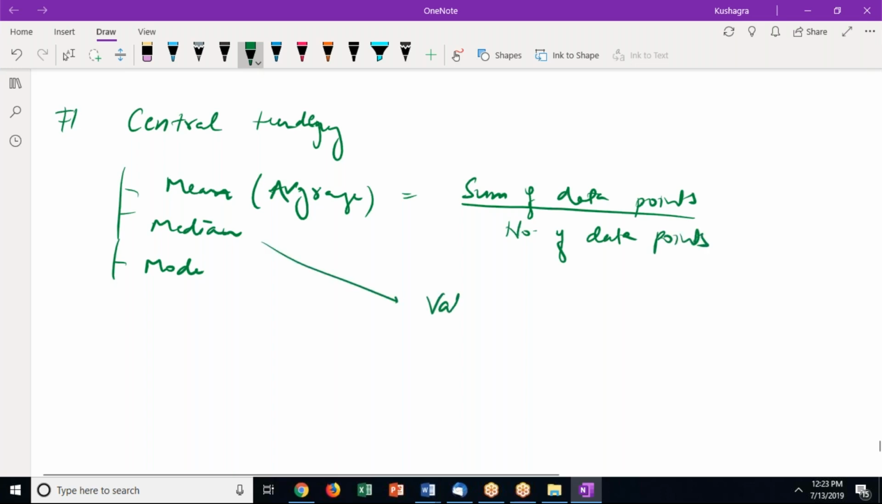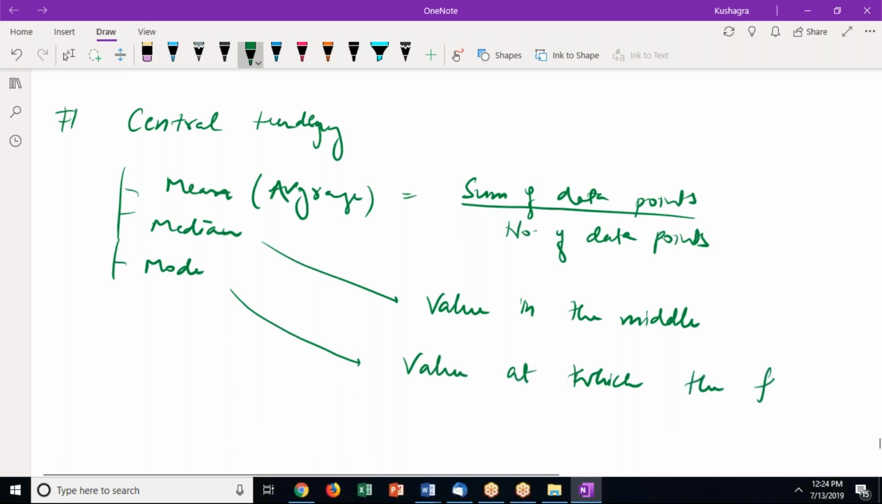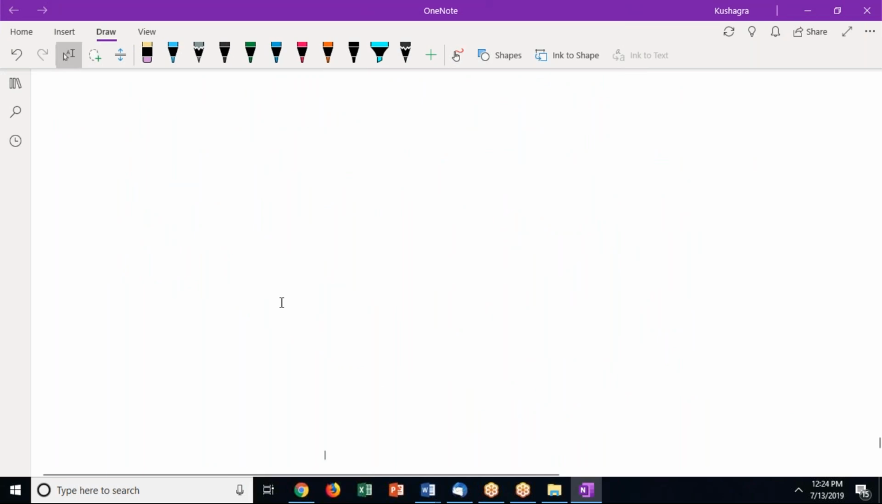Okay. Median will be the value in the middle of the distribution. Okay. And mode is the value at which the frequency is highest. Okay, we'll see that with an example. Frequency is highest. Okay, everyone with me till this point? Yes. Okay. All right, let's quickly move on then. So we've got mean, median, and mode, right? All right. Let's take another example.